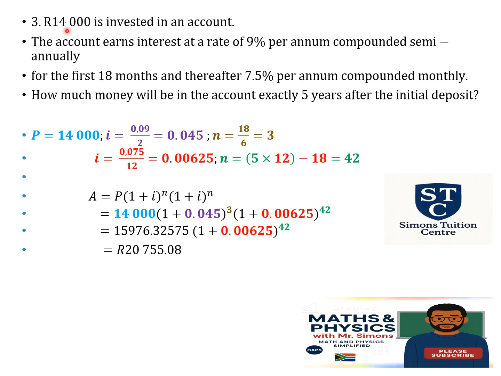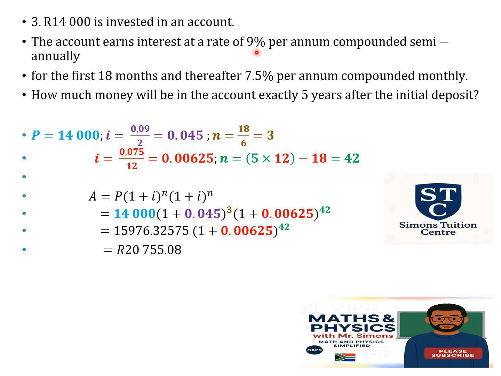Alright, so 14,000 is invested in an account. The account earns interest at the rate of 9% per annum, compounded semi-annually. So I have 9% twice a year. Then for the first 18 months, and thereafter 7.5% per annum, compounded monthly. How much money will be in the account exactly 5 years after the initial deposit?